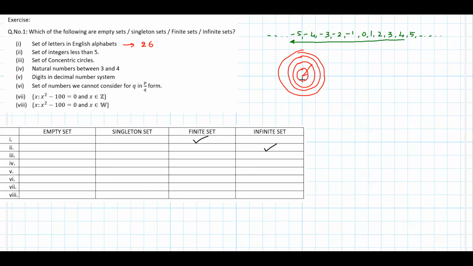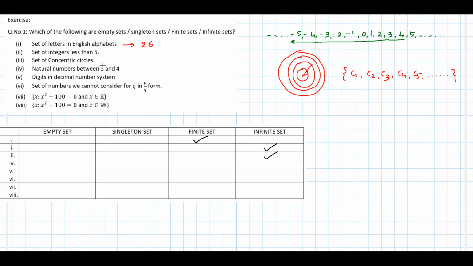All right. So if I name these circles C1, C2, C3, C4, I can form a set saying that C1, C2, C3, C4, C5, and I can form infinitely many circles. So it's an infinite set. Agree? So we cannot count how many circles we can draw here. We can draw infinitely many circles. So this set is an infinite set. So the third one is an infinite set.